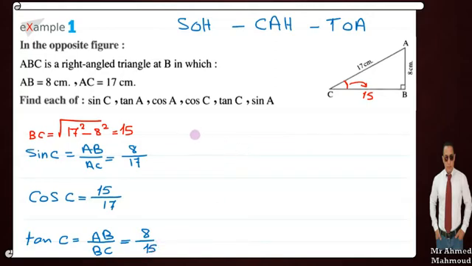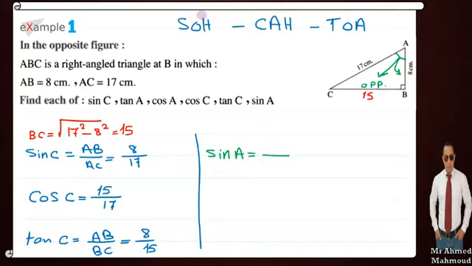Okay, now I will write the trigonometrical ratios for angle A. Here in angle A, this is the opposite and this is the adjacent. The opposite, and this is the adjacent.